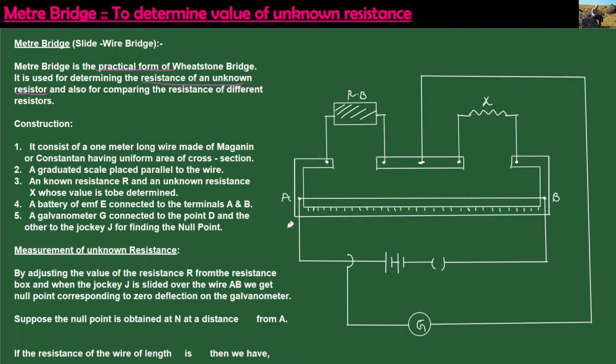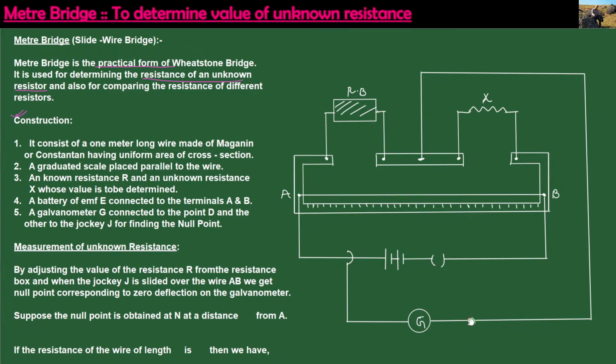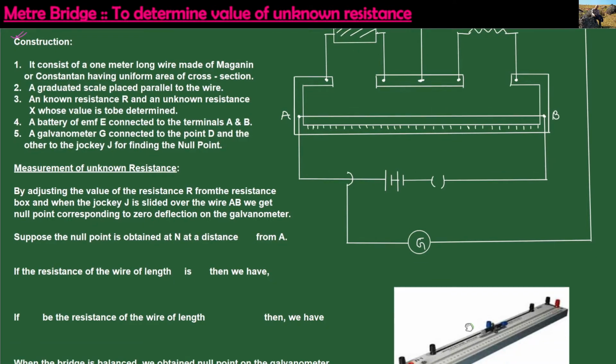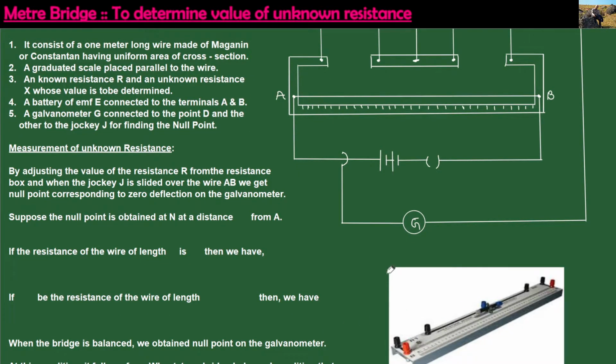Now, this is the schematic diagram of the Wheatstone bridge principle, whereby we have a wooden board, and on that wooden board, we have a wire made of constantan or manganese, which has a uniform area of cross section. Over here, I have written some of the construction we can observe in a meter bridge. This is the picture of a meter bridge.